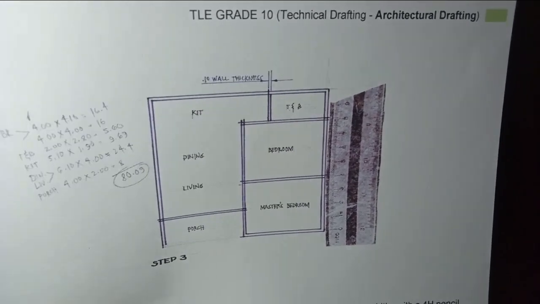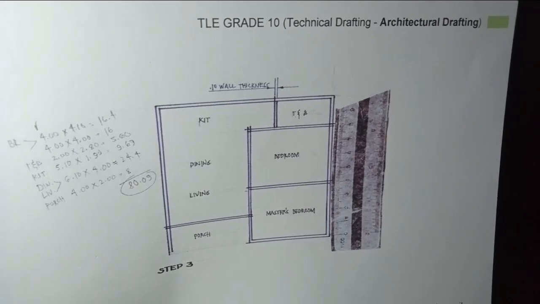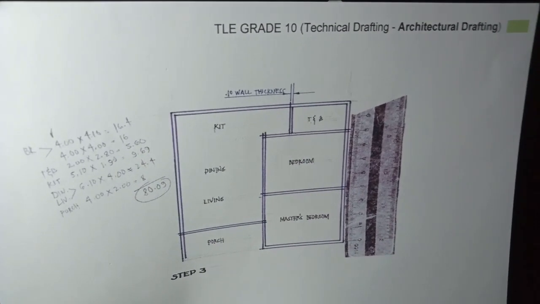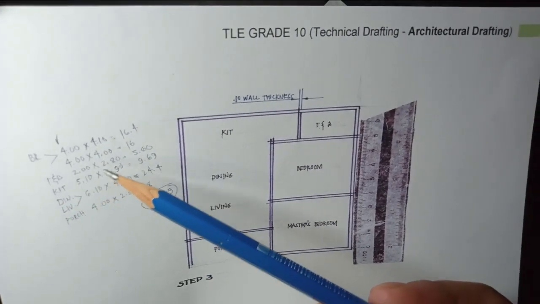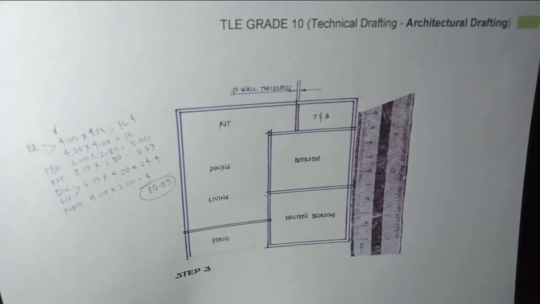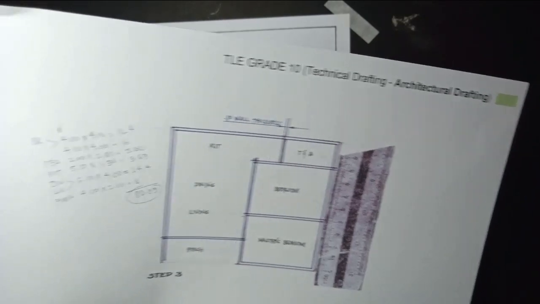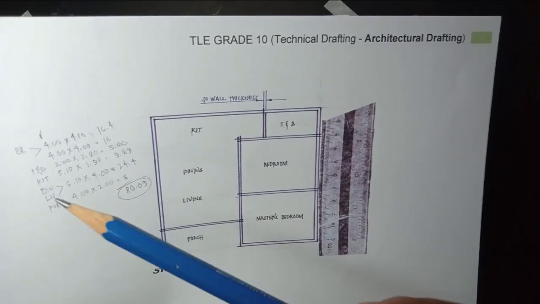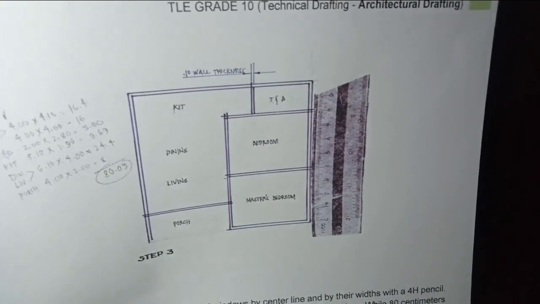For the regular room size, we have 4 by 4 meters, and that is equal to 16 square meters. For the toilet and bath, we have 2 by 2.8 meters, and that is equivalent to 5.6 square meters. For the kitchen, 5.10 by 1.90, that is 9.69 square meters.